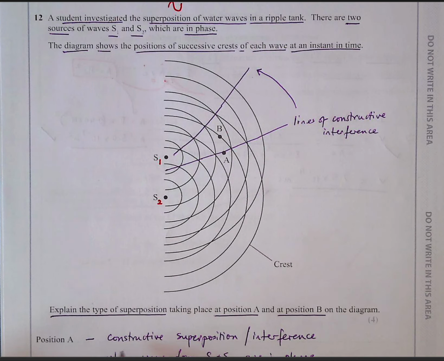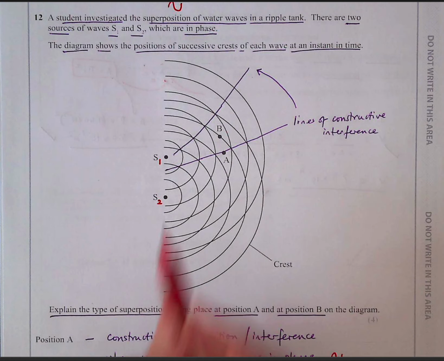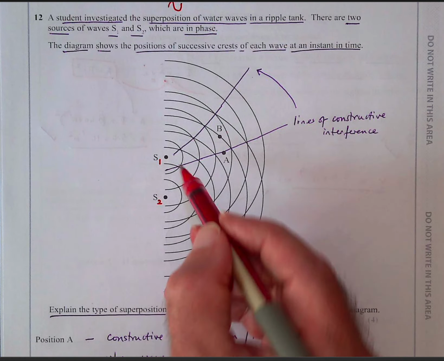So at position A, there's constructive superposition or interference, when waves from S1 and S2 arrive in phase. Okay, so a peak will arrive with a peak and a trough will arrive with a trough along those lines. And here we have destructive at B, which is halfway between the two lines I've drawn, one through A and one through the other side of it.